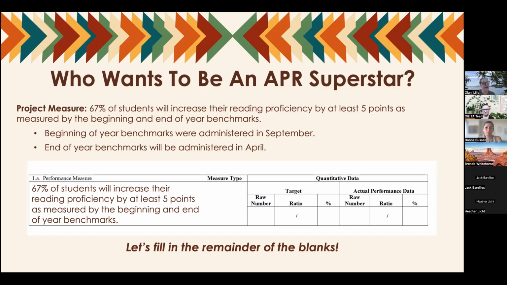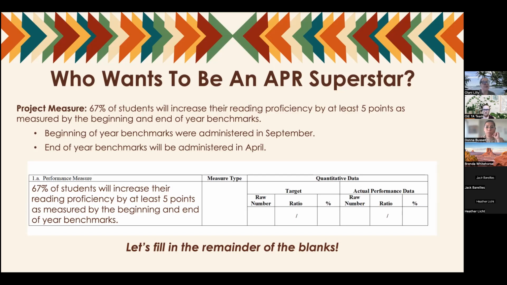Awesome. Okay, great. So here we are up in our next round of APR Superstar questions. And so there's our scenario. We should be having the questionnaire or the questions pop up on your screen. We really want to encourage you to complete that. This allows us to get information. So what's the scenario? The project measure is 67% of students will increase their reading proficiency by at least 5 points as measured by the beginning and end of year benchmarks.